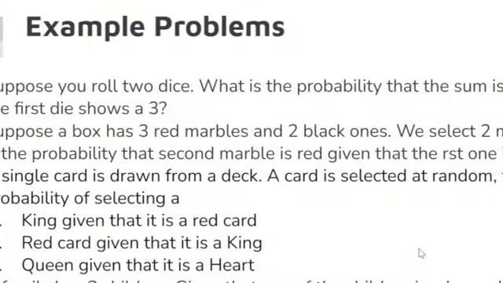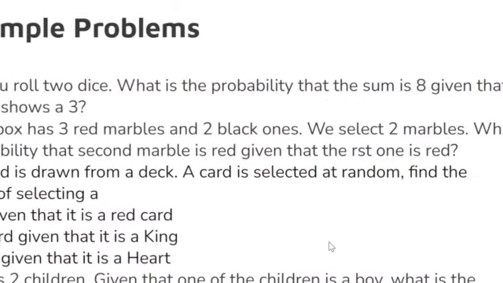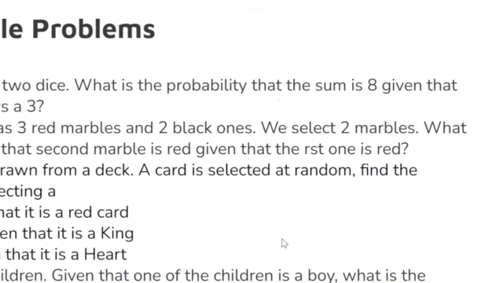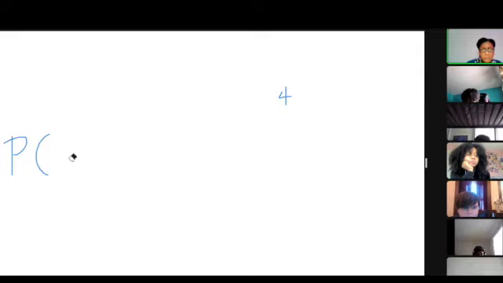So we're supposing that we have a box of red marbles, two black ones. We select two marbles. So what is the probability that the second marble is red? We're calculating the probability of D intersecting.